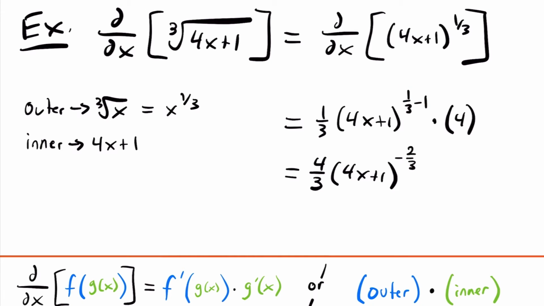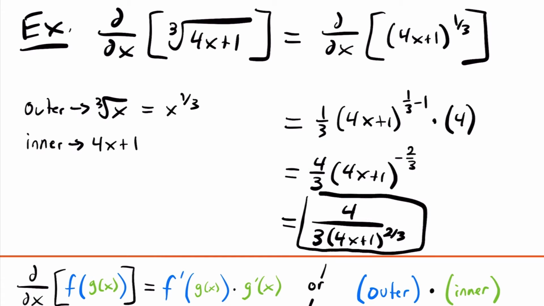And then finally, we can simplify this one more time by moving this quantity with the negative exponent to our denominator so that we then have a positive exponent. So this will be equal to 4 divided by 3 times 4x plus 1 to the 2/3 power. And so that would be the final answer, or the derivative, to our original function that we started with.